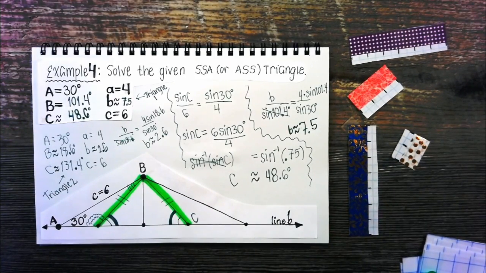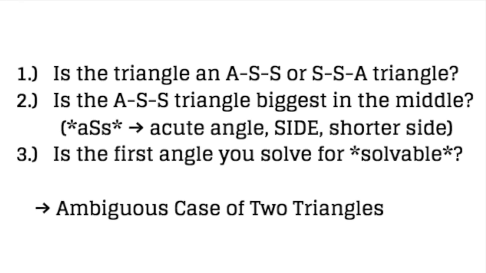Next, I'm going to share with you a list of important things to look out for, criteria. Step 1, is the triangle an angle-side-side or side-side-angle triangle? Okay, if you can say yes, is the angle-side-side triangle biggest in the middle? Pun kind of intended. So I wrote it as a lowercase a, capital S, and lowercase s. That stands for, in my own little code, acute angle, a side, and then a side shorter than the previous side.